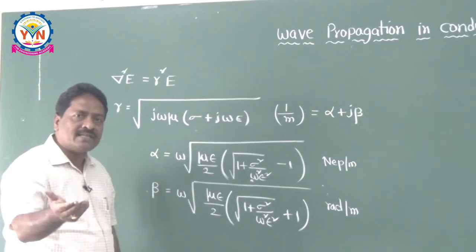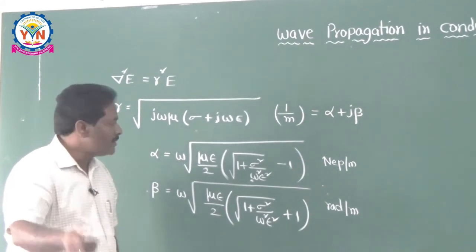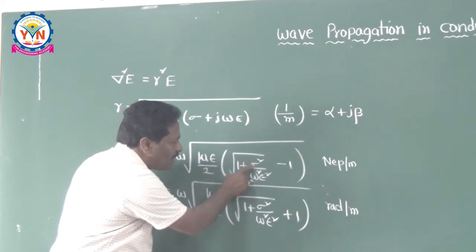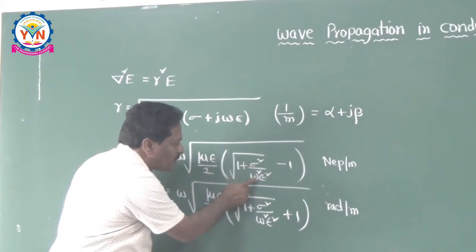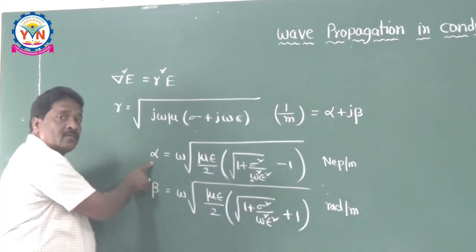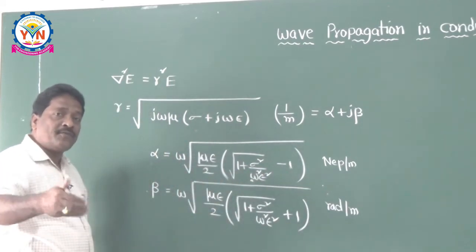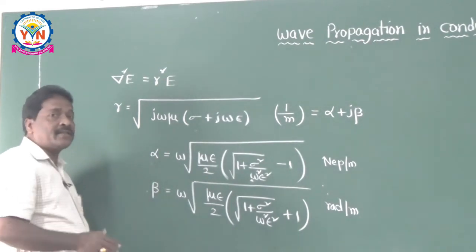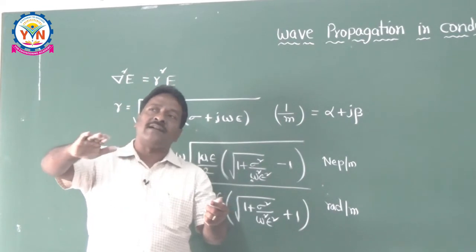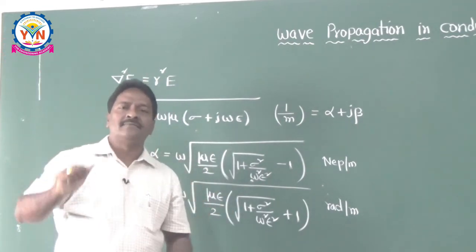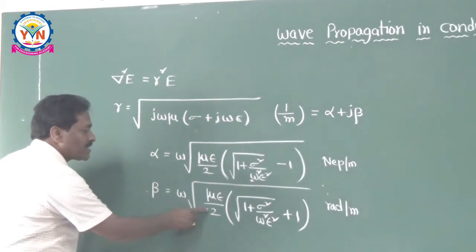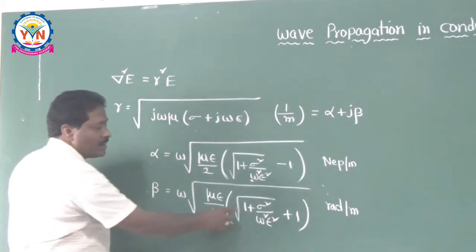So what is the definition of free space? Sigma is equal to 0. If you put sigma equal to 0 here, sigma 0 divided by anything is 0, so 1 minus 1 is 0. So alpha is equal to 0, which is already known to you. For free space, alpha is equal to 0, that means there is no attenuation. Even though the signal is going an infinite distance in free space, alpha is equal to 0. But beta exists. How much is it?